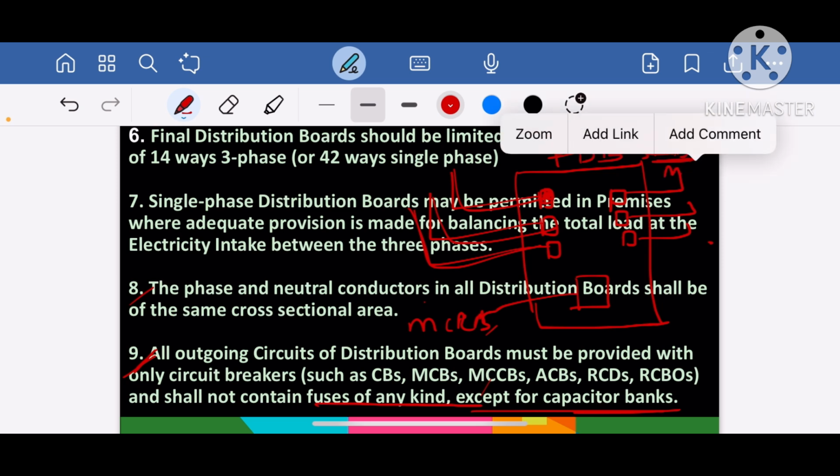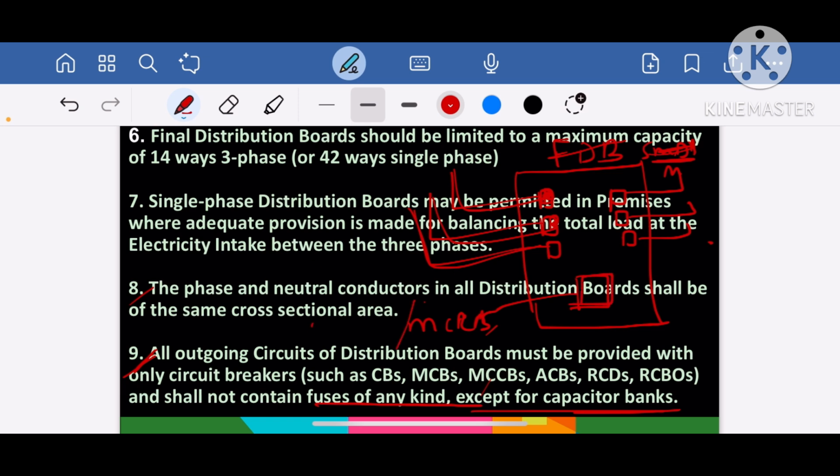The outgoing load will be through breakers, no doubt, but the incomer will be either MCCB or ACB in case of main distribution board. But irrespective of the panel type, the outgoing load will be fed only by breakers. The incomer is changing based on the distribution board type. For final distribution board, it will be isolator. For SMDB and main distribution board, it will be breaker. Hope you are clear on this point. This is a very important point.